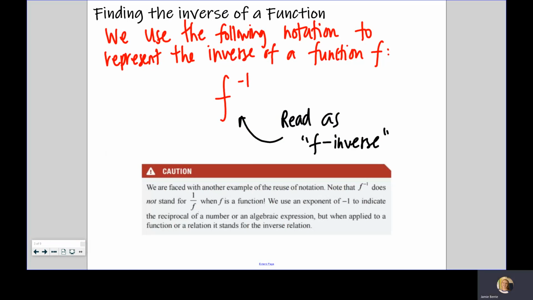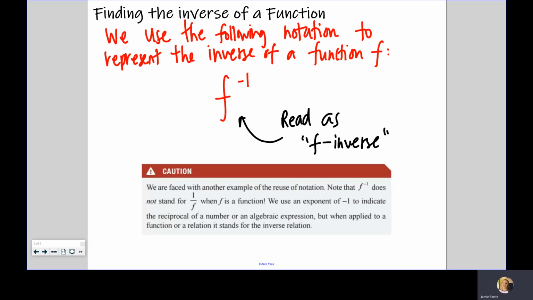We use the exponent of -1 to indicate the reciprocal of an algebraic expression or number, but when it's applied to a function or a relation, that just represents the inverse relation or the inverse function. All right, so that is the notation that we'll be using to represent the inverse of a function or the inverse of a relation. But let's talk about how we actually find the inverse of a function.